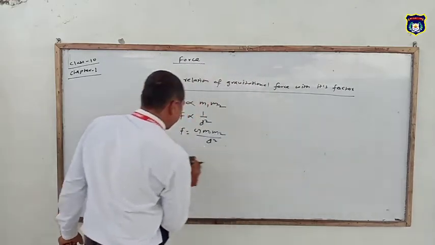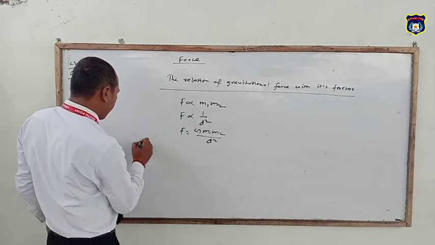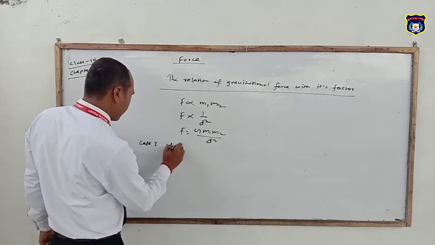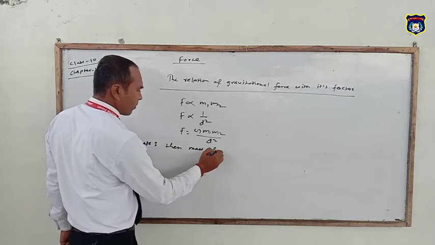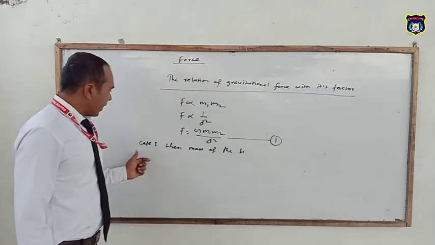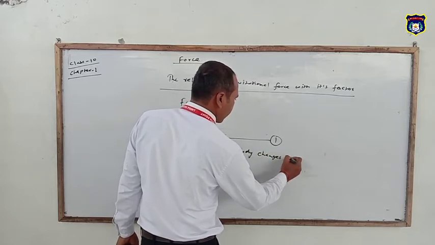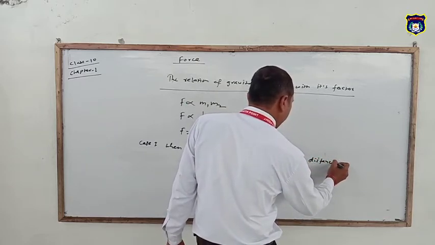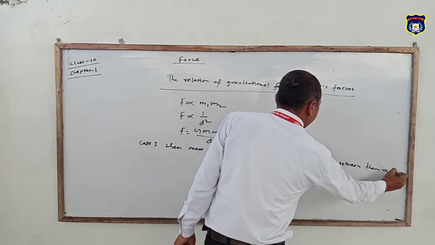Okay. Now case 1. This is case 1, when the mass of the body changes and the distance between them remains constant. This becomes the first equation, F1 is equal to G m1 m2 by d square.